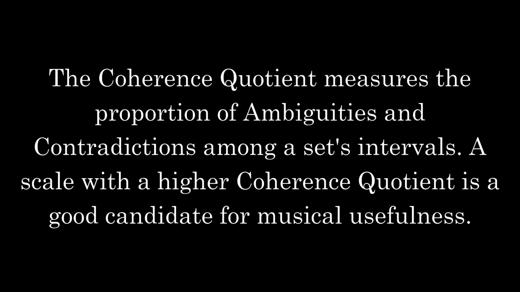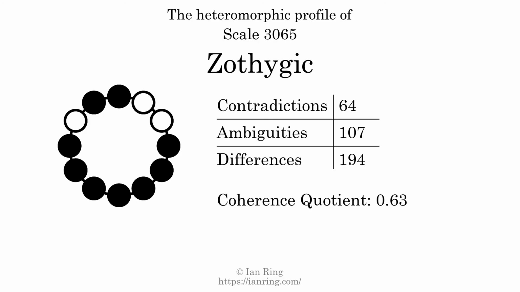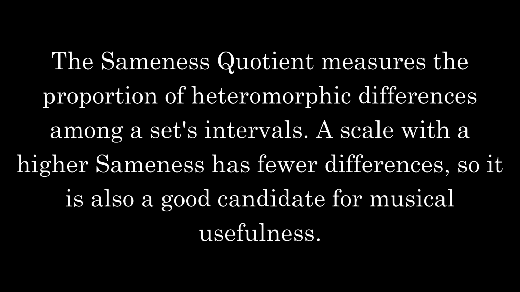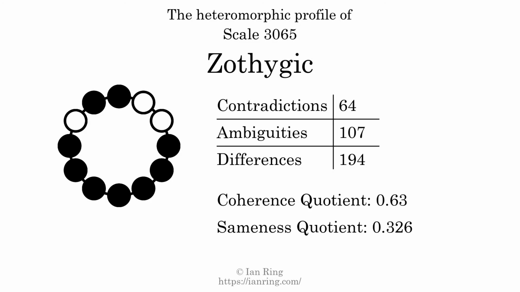The coherence quotient measures the proportion of ambiguities and contradictions among a set's intervals. A scale with a higher coherence quotient is a good candidate for musical usefulness. The coherence quotient is 0.63. The sameness quotient measures the proportion of heteromorphic differences among a set's intervals. A scale with a higher sameness has fewer differences, so it is also a good candidate for musical usefulness. The sameness quotient is 0.326.